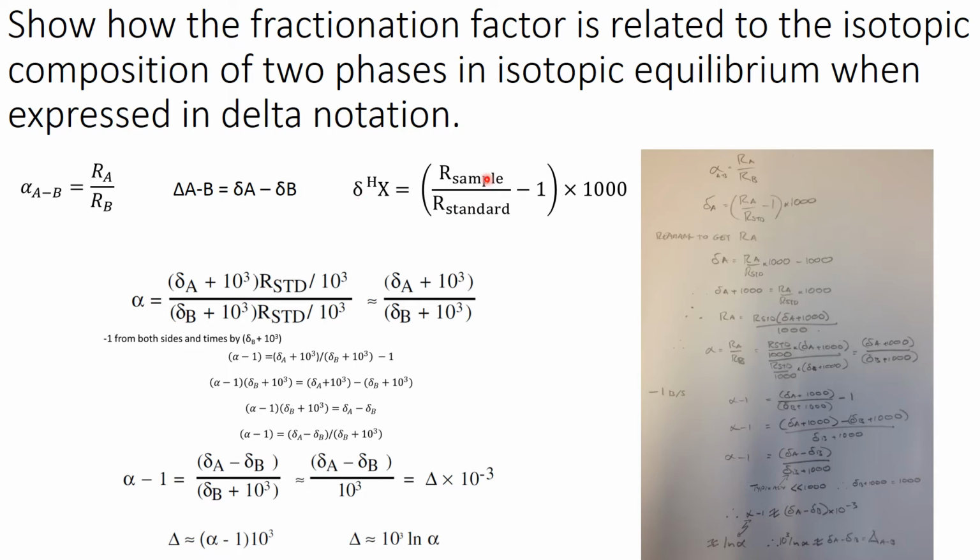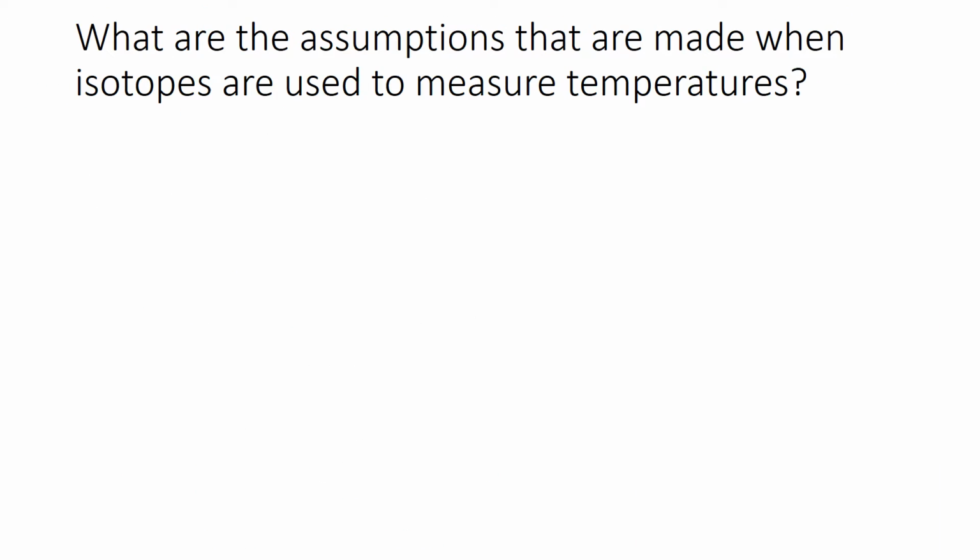So we use delta notation, which is the ratio in the sample divided by some arbitrary standard. Okay, and for water isotopes, for oxygen isotopes, we actually have two standards, and that comes into the practical later on. So how to rearrange those is here. Most of you went through that in the actual practical. I'll post this PowerPoint on the Learn site, so you can check if you're unsure about it.